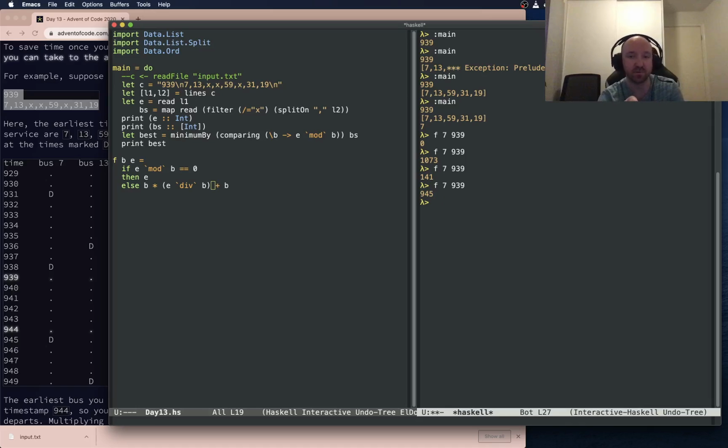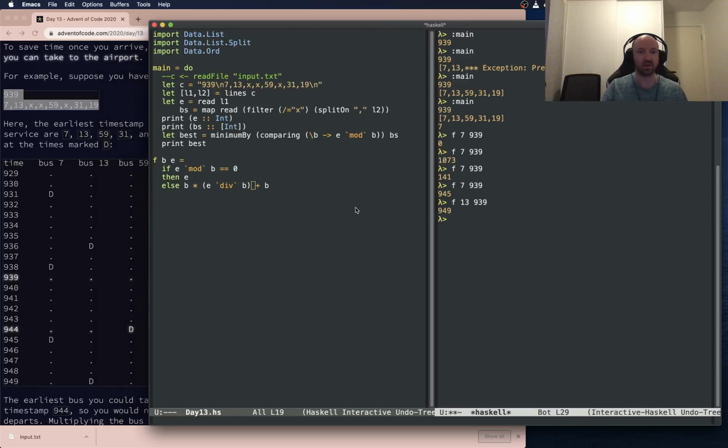$9.45, that's good. So if we wanted to catch bus 7 at a time no earlier than 9:39, we'd have to catch it at 9:45. If we wanted to catch bus 13, it would be at 9:49, which looks like what we've got there. And bus 59 would be 9:44, which looks good.